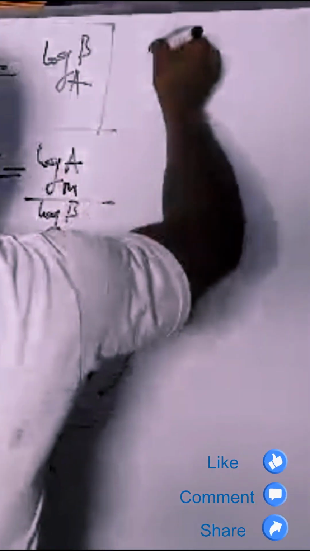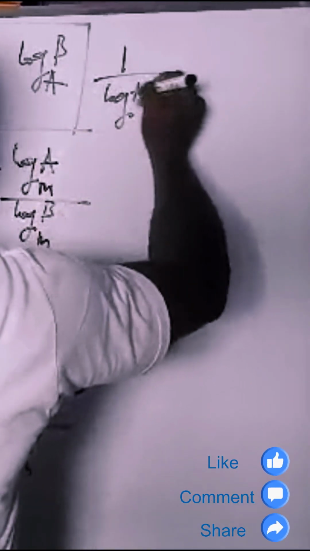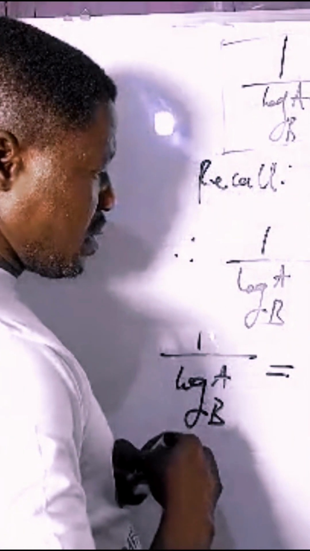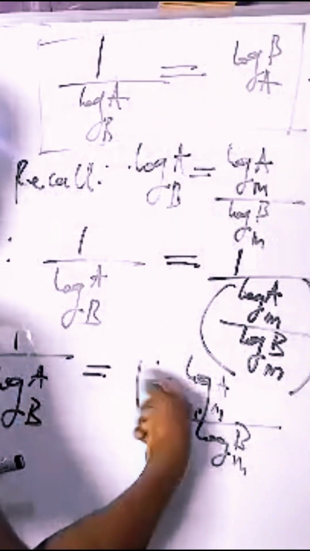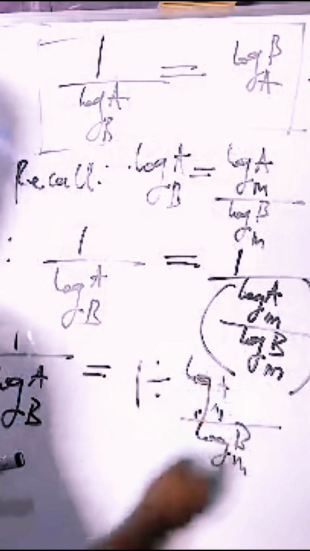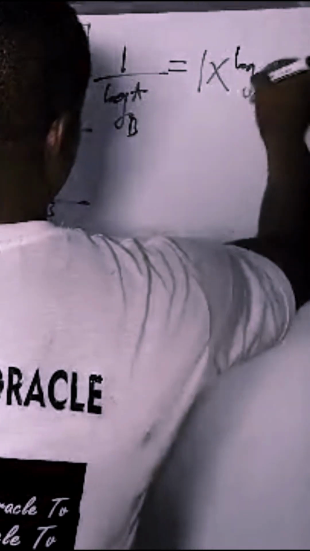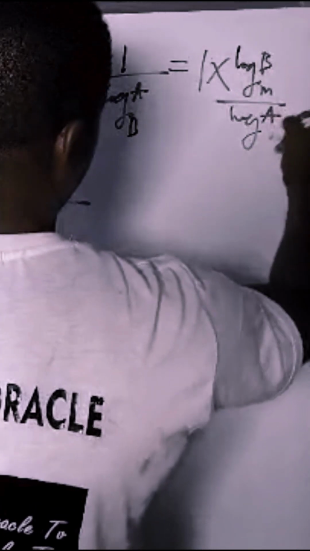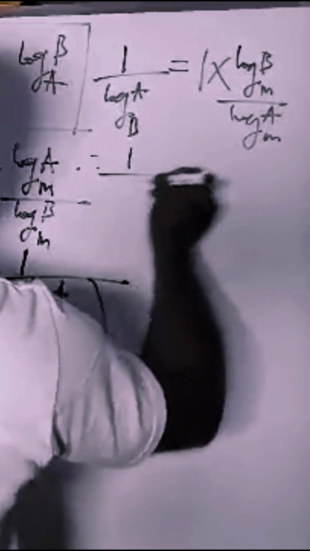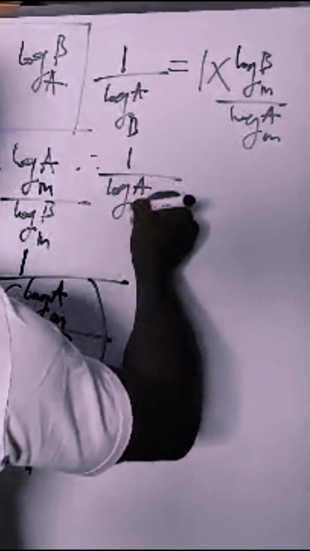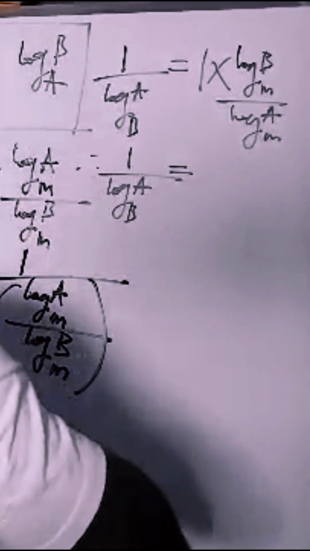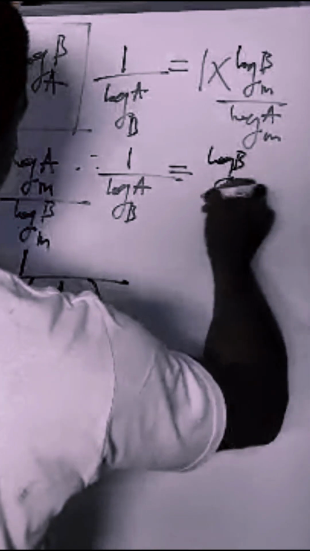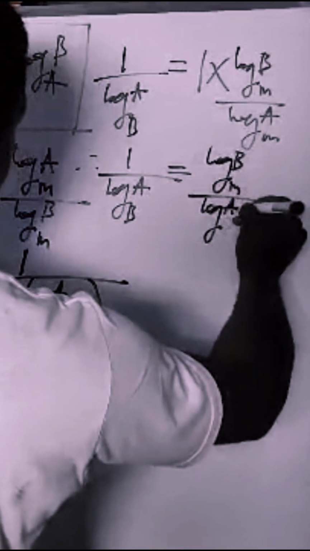So this is as good as 1 over the log of a to base b is now equal to 1 times, alright, in mathematics, are you there? To change the division sign to a multiplication sign, you have to reciprocate. This will come to the top and this will go to the bottom. So we have times the log of b to base m divided by the log of a to base m. Therefore 1 over the log of a to base b is now equal to 1 times log b to base m, which is log b to base m divided by the log of a to base m.